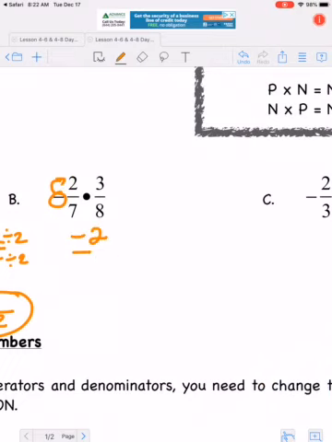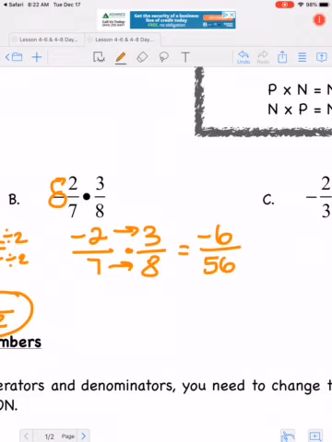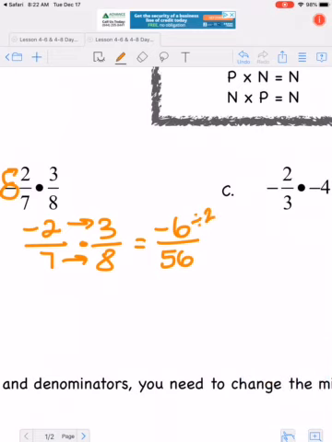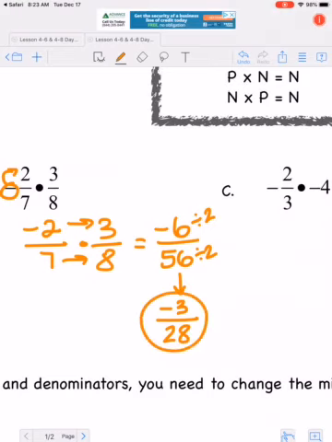Okay, letter B, we're going to take our negative sign, move it to the numerator as well. So our problem is negative 2 over 7 times 3 over 8, multiply straight across. So we get negative 6 over 56. Okay, you can simplify this. So we're going to divide by 2 to start. We're going to get negative 3 all over 28. And from here, we cannot simplify any further, so negative 3 over 28 is our final answer.